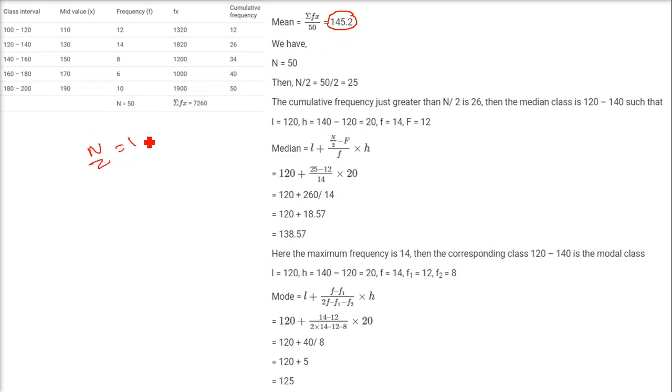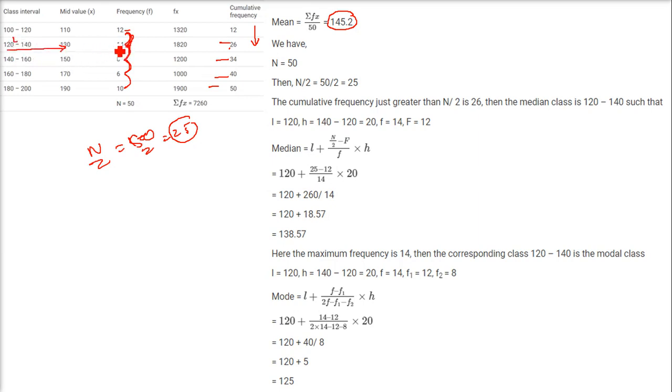Now first of all we will find out the median. So for median let us take n by 2, which is 50 by 2, 25. So let us come to the cumulative frequency. Cumulative frequency, you know, these frequencies have to be added, that is 12, 12 plus 14 is 26, 12 plus 14 plus 8 is 34, 12 plus 14 plus 8 plus 6 is 40, and 12 plus 14 plus 8 plus 6 plus 10 is 50. Now for median, we have to take the column of cumulative frequency and find a value which is just above 25, which is 26. So we'll take this as our computation.